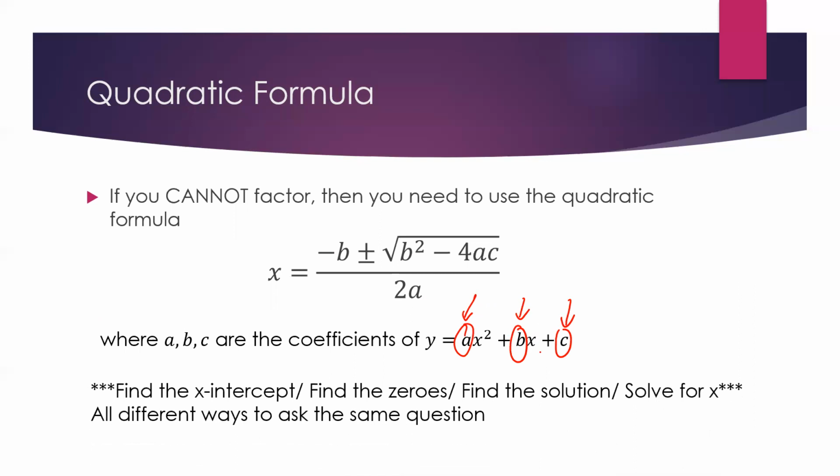So again, any question that asks you to find the x-intercept, find the zeros without the e, find the solution, solve for x, they're all basically different ways of asking the same question. So if you ever see something that says find the x-intercept, find the zero, find the roots, find the x, it's asking you for the exact same thing, right? So you want to really remember that.